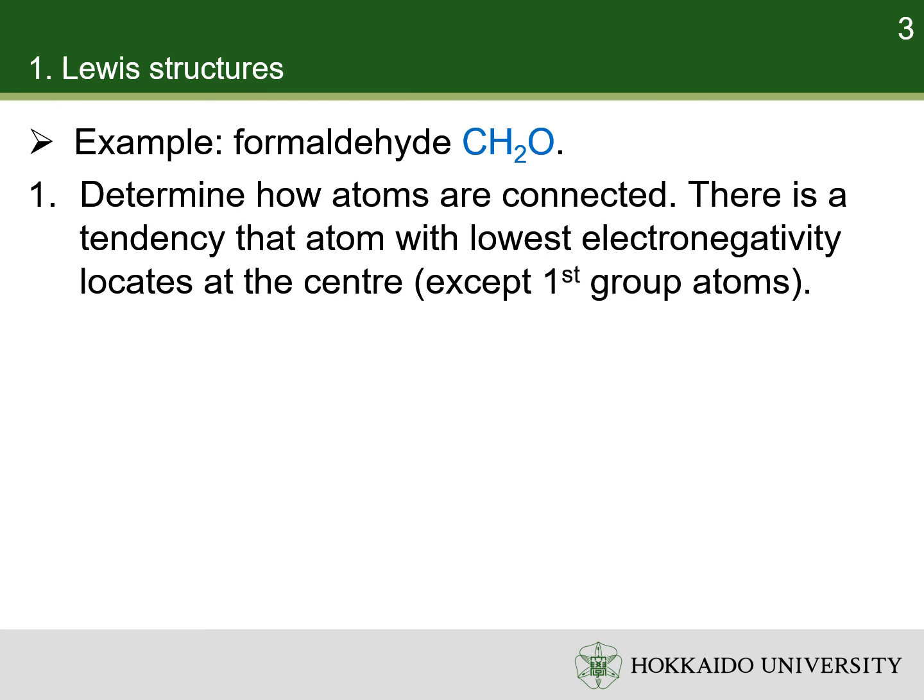First, determine how atoms are connected. There is a tendency that the atom with the lowest electronegativity locates at the center. However, first group atoms such as hydrogen cannot be at the center, as they cannot form more than one bond. In formaldehyde, carbon has the lowest electronegativity except hydrogen, so it is at the center. Draw lines to connect the central atom and the surrounding atoms.